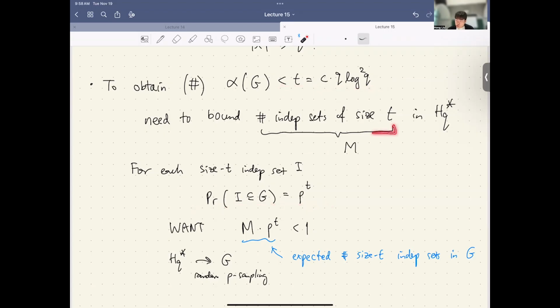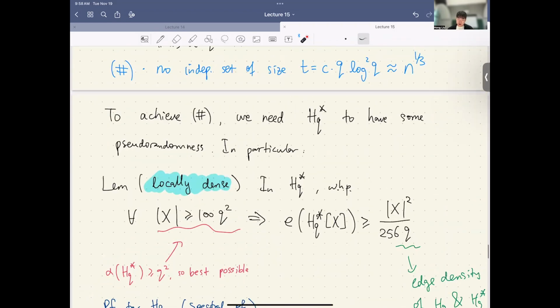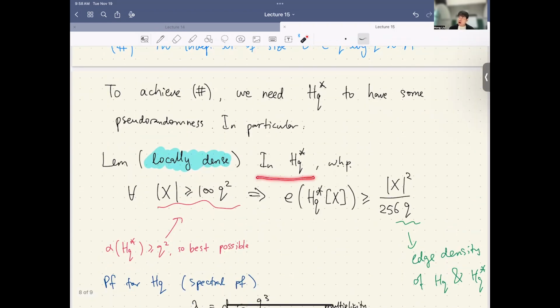So the only thing to do is to bound M, the number of independent sets of size T. But now it looks familiar, right? Remember Kleiman and Winston that we proved. In HQ star, in this graph, if you want to bound the independent sets of certain size, and you have local denseness, you just plug into the Kleiman-Winston, you can bound it. All right, we will do that next time.